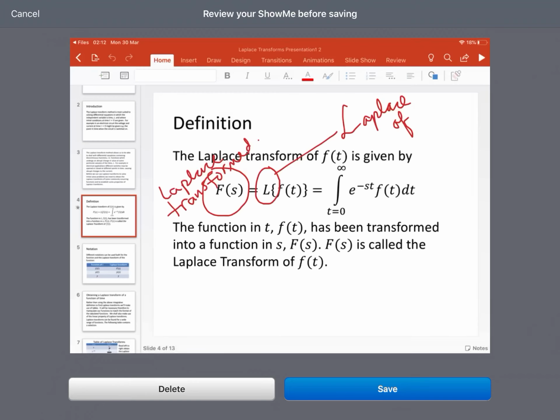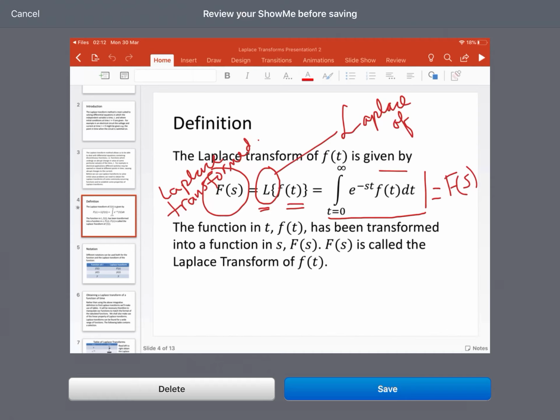This is the equation of Laplace. This L denotes the Laplace transform. So the Laplace of a function of t is equal to, and that's what you apply to get the function of s. That is the end result. So F(s) here is already transformed.